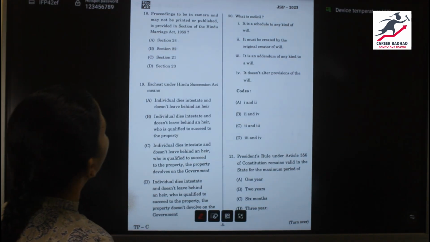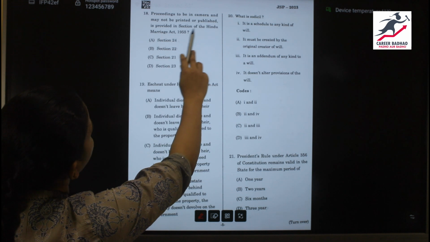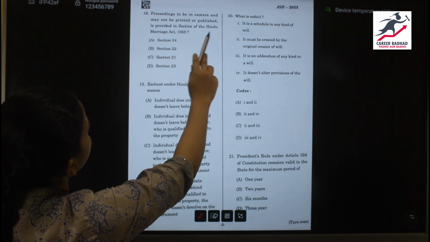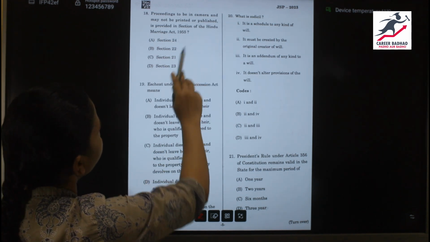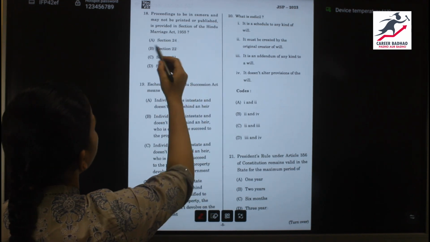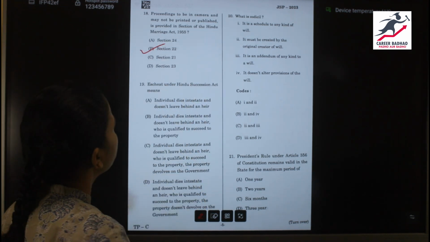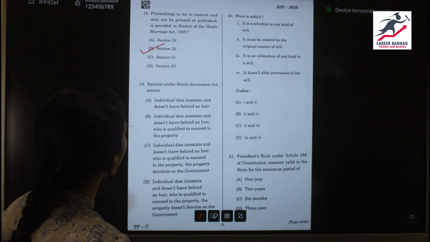Question number 18. Proceedings to be in camera and may not be printed or published is provided in section of the Hindu Marriage Act 1955. This is also a direct question. The correct answer is section number 22 of HMA. And let's move to question number 19.